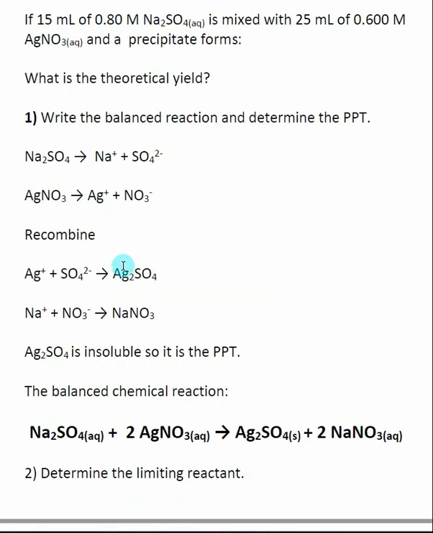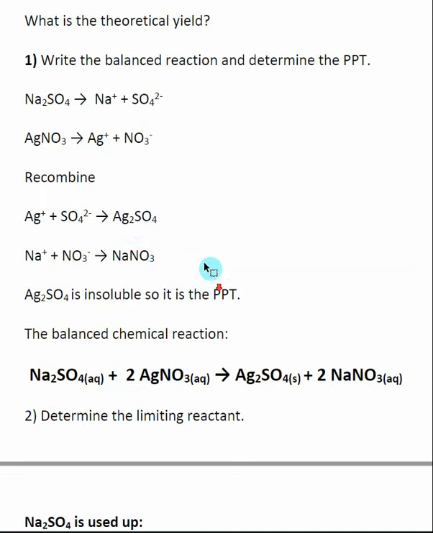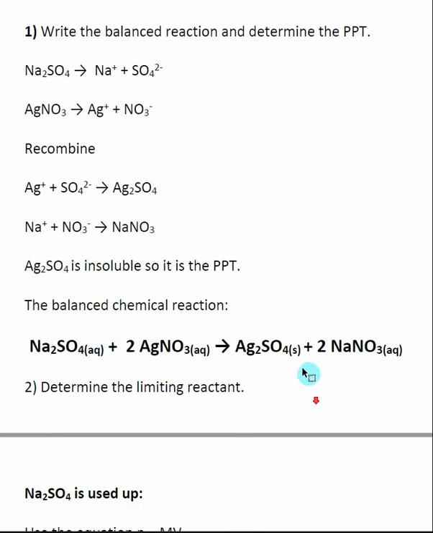When we look at this, we understand that one of these two products is going to be an insoluble salt. We know that because we're told that a precipitate forms, and we know that sodium nitrate is a soluble salt because any salt that involves sodium, a group 1 metal, is soluble, and also any salt that involves nitrate is soluble. So our precipitate has to be silver sulfate. We're given the reactants, we found what the products are, and we balance them to come up with the overall balanced reaction.